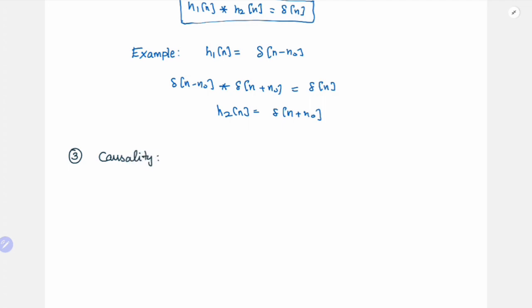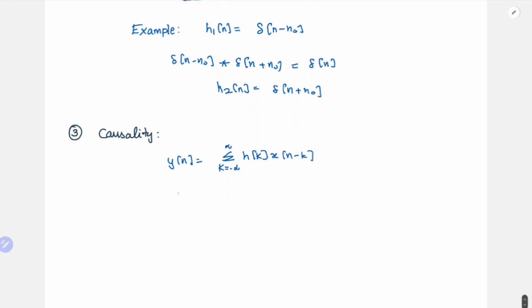Again, causality is also simple. I have my y of n equal to summation k equal to minus infinity to infinity h of k x of n minus k. And my y of n should depend only on x of n minus k for k greater than or equal to 0.